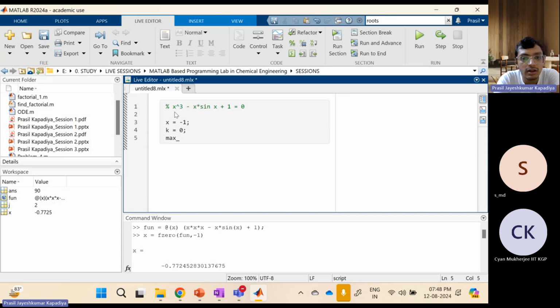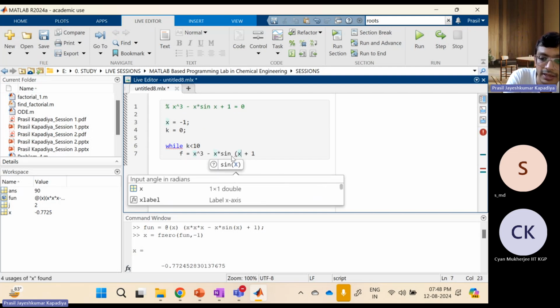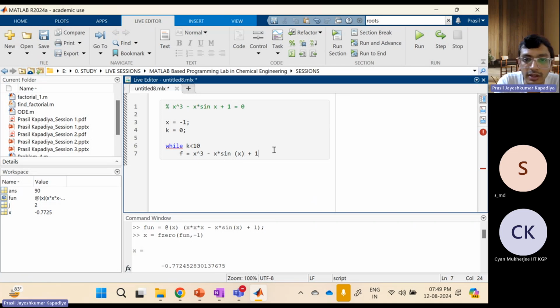Let's not go with that maximum iteration part. Let's do it simply. While k is less than my max iteration, let's say I'm going with 10. My function f is equal to x cube minus x into sine x plus 1. Here I need to put one bracket, as it will show an error.